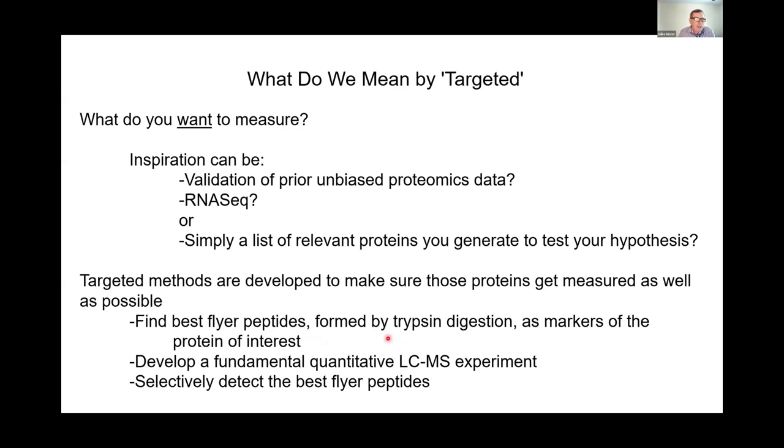We also use tryptic digestion, and so these peptides are going to be markers of the protein of interest. We have done a few experiments where people have come to us and want to be sure to be able to differentiate between a couple of isoforms, and that can push us to make sure that we include a couple of distinguishing peptides in what I call an assay for a given protein. From there, we just develop a very fundamental quantitative LC-MS experiment where we selectively detect those best flyer peptides. And we take advantage of the mass spectrometry to give us sensitivity and specificity.